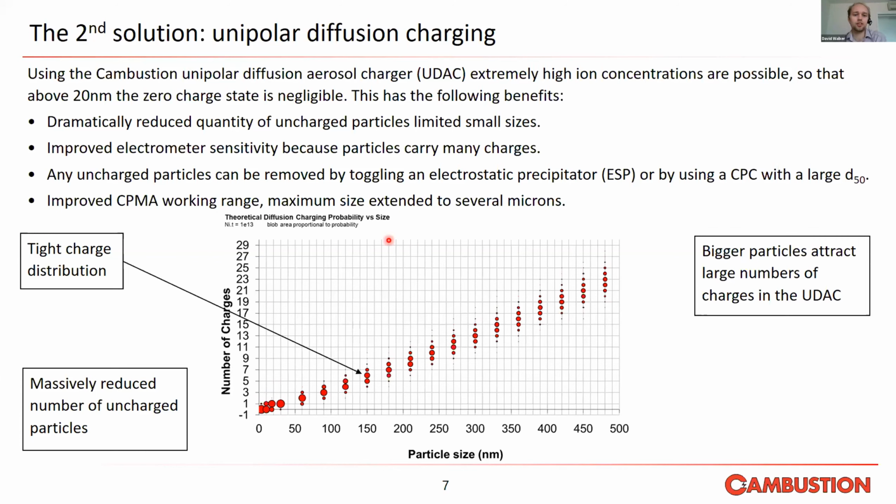The added benefit of doing this is because the CPMA is working on a mass to charge ratio. As the amount of charges go up, the amount of mass you can measure also goes up, because you're limited on a mass to charge ratio, not on an absolute mass.